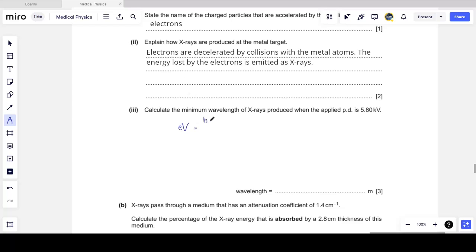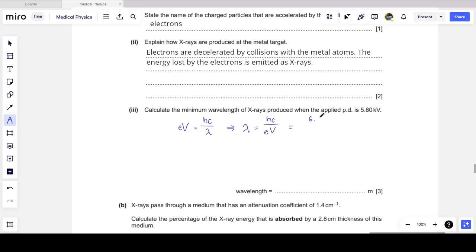Energy of photons is hc over lambda, which means that I can find the wavelength, at least the minimum wavelength, which will give me the maximum energy, if I assume that all of the energy eV is being given to an X-ray photon. That's a minimum wavelength and maximum energy. Lambda is hc over eV.